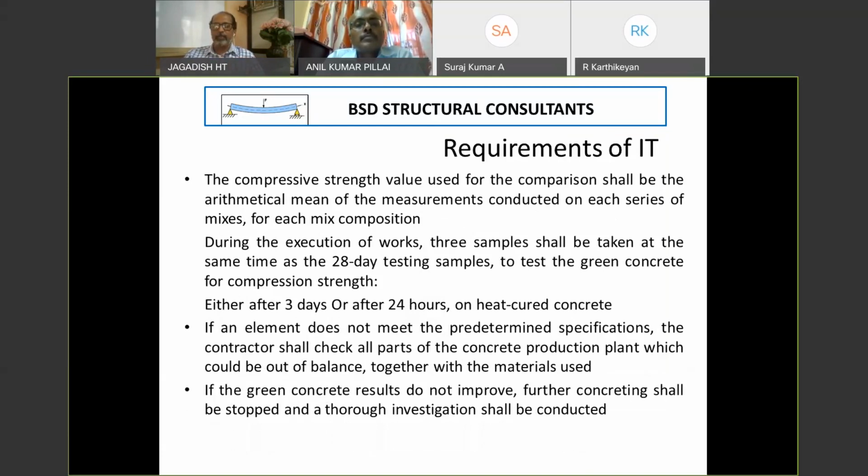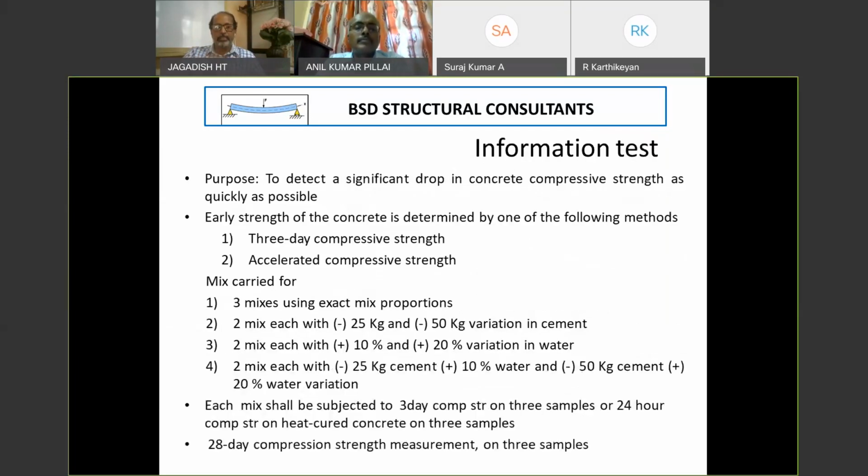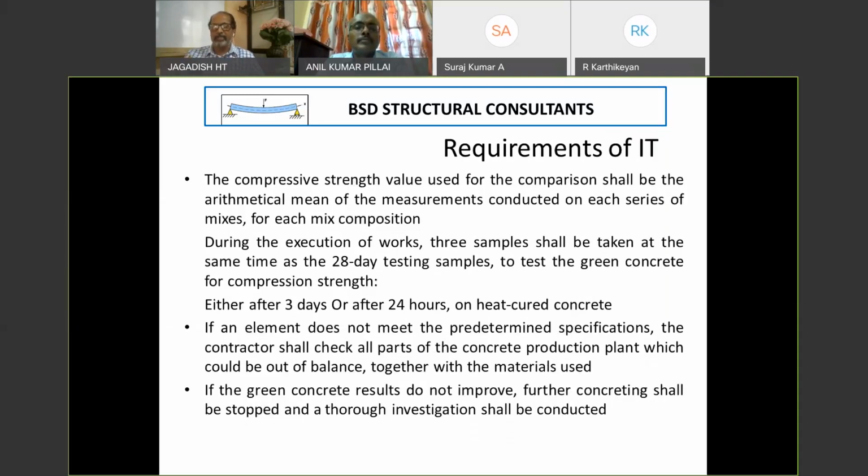These 3 samples we take and test for 3 days time. Either we wait for 3 days, or by using the heated curing method you can do it in 24 hours also. So we establish the 3-day strength of concrete. If that strength does not meet the criteria, what is the criteria? The average of all the mixes and variations we did previously. This 3-day strength should be more than that average.